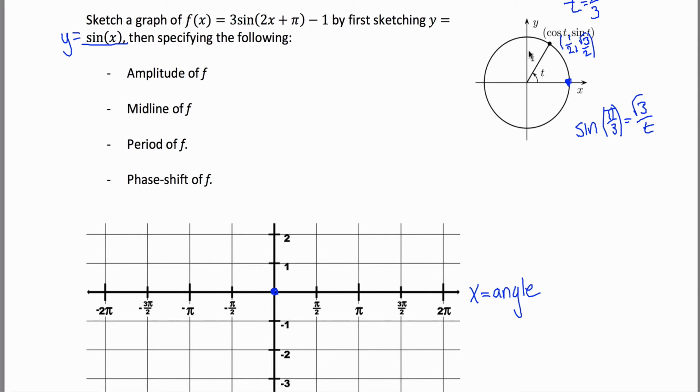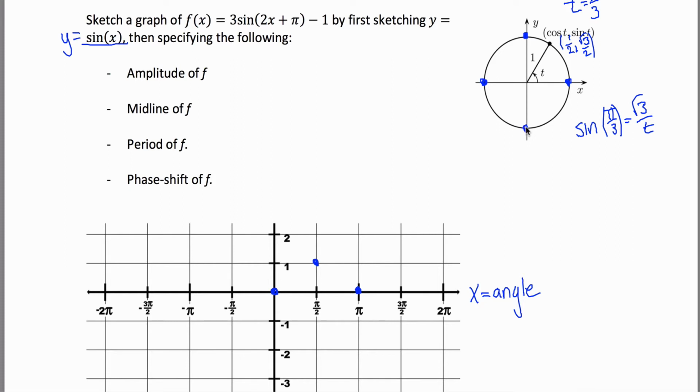But if my angle, the input into the function, is pi over 2, I'm talking about this point, and at this point the height is 1. So what that means is the output should be 1 right here. When I graph y equals sine of x, it better go through this point and through this point. And similarly, the height at pi is 0. The height at, because right here, the height is 0.